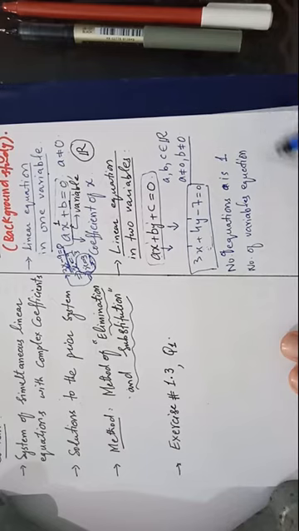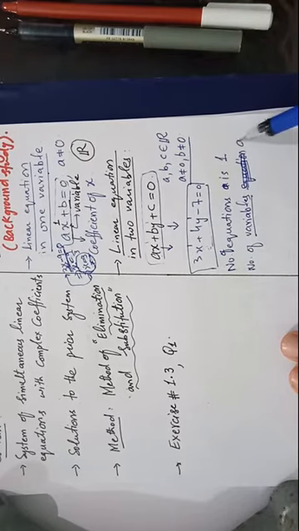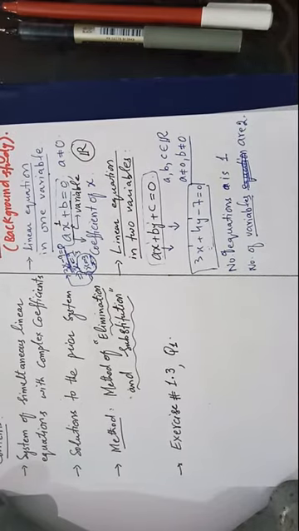So in this case, the number of unknowns is the number of variables. The number of variables is 2. So you see that the number of equations is not equal to the number of variables. So in this case, we cannot find a unique solution.